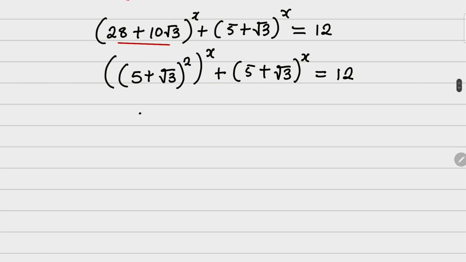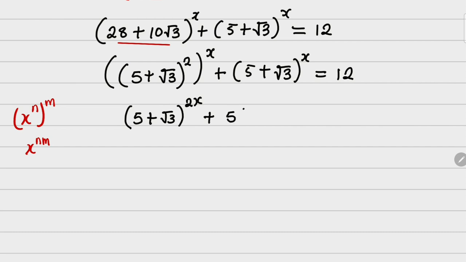Now this is going to be 5 plus root 3 all raised to power 2x, and why did I do so? Recall in indices, if I have x raised to power n and raised to power m, then it is x raised to power nm, or n times m. Based on that premise, I've done that. Then plus, here I'm going to have 5 plus root 3 all raised to power x. So everything is okay and perfect.